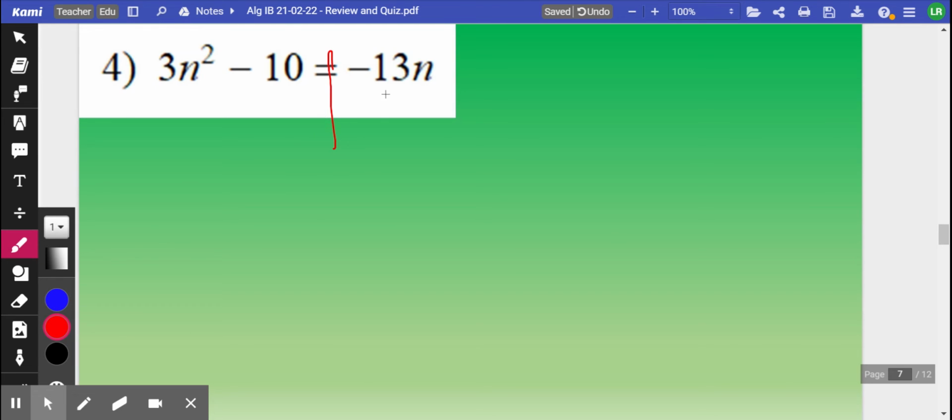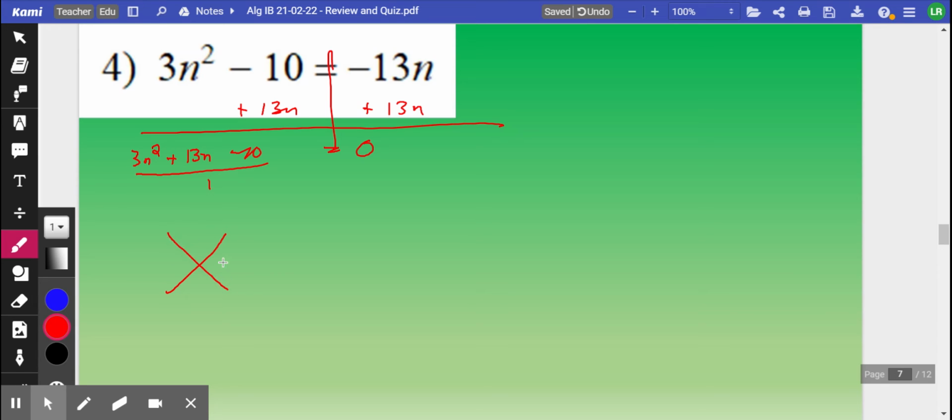Now be careful making it equal to 0. So I should add 13n to both sides. And make sure I put it in the correct order. So this would be 3n squared plus 13n minus 10, equals 0. N squared, n, number. Now, what can I divide out? Nothing. So 1, it's done.